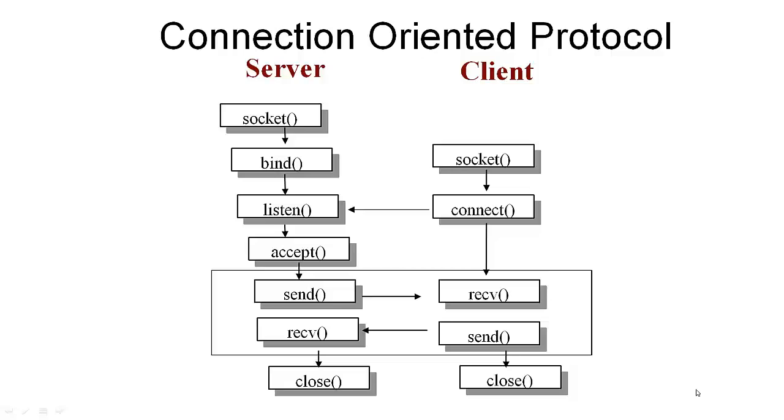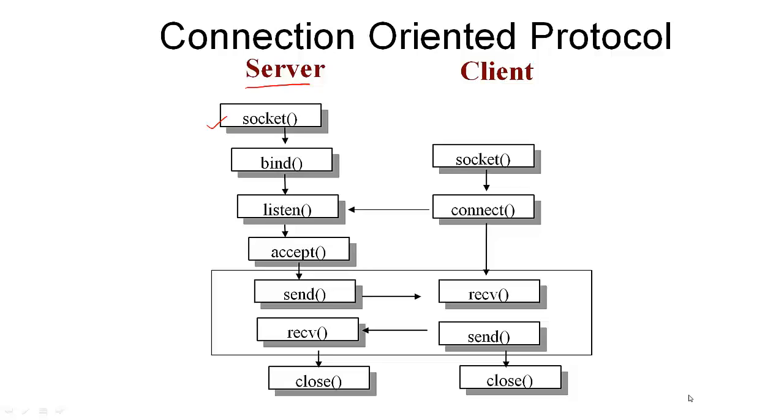Similarly, at the application layer, you can also implement a connection-oriented protocol. In this particular case, there is a server that is going to listen on a specific port. For this, you open the socket, and you bind the socket with a specific port number.